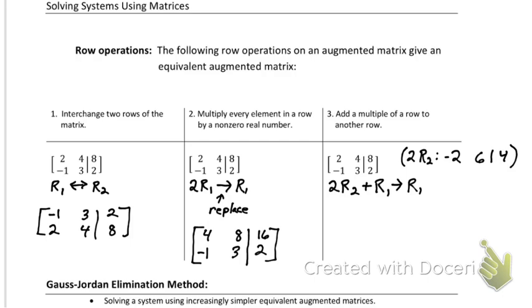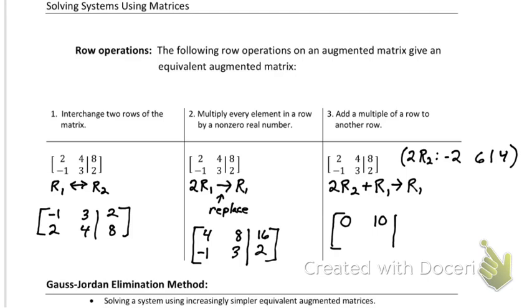So once again, 2 times -1 is -2. Add that to the row 1 element. -2 plus 2 is 0. So our top left would become 0. Now we're going to go back here and say 2 times 3 is 6. That 6 plus that row 1 element would be 10, because 6 plus 4 would give me 10.